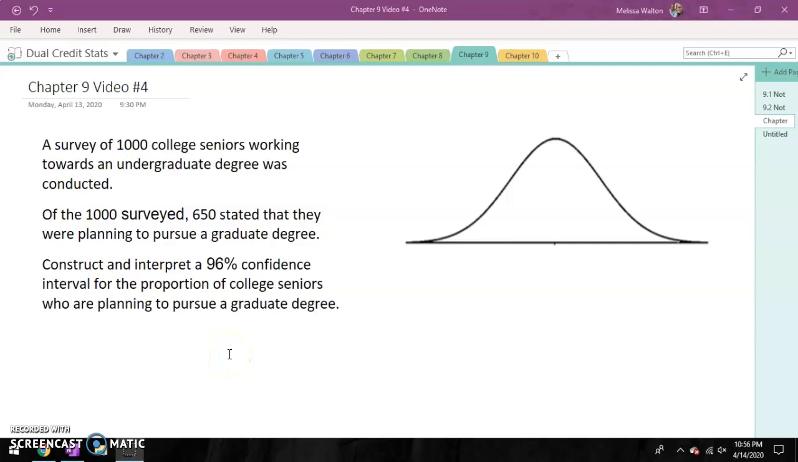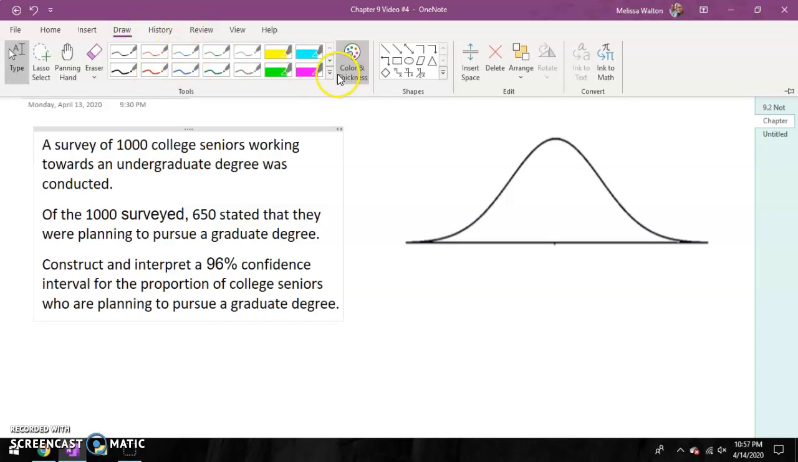All right, last example video for the chapter 9 confidence intervals for proportions. This one we do actually have a scenario. A survey of 1,000 college seniors working towards an undergraduate degree was conducted. Of the 1,000 surveyed, 650 stated that they were planning to pursue a graduate degree. Construct and interpret a 96% confidence interval for the proportion of college seniors who are planning to pursue a graduate degree. Let's go through our steps.